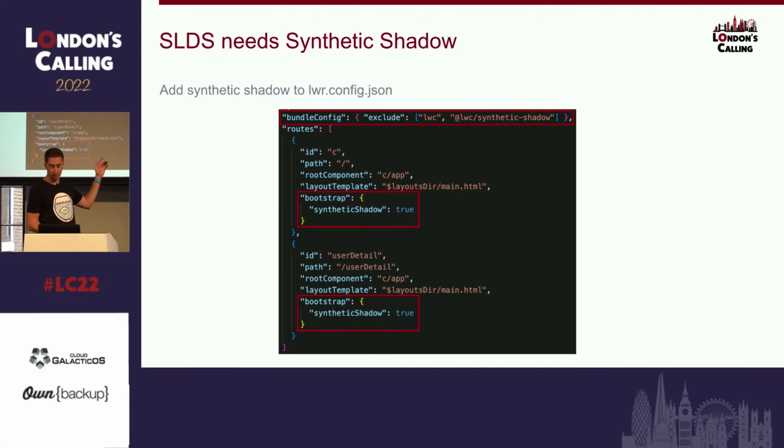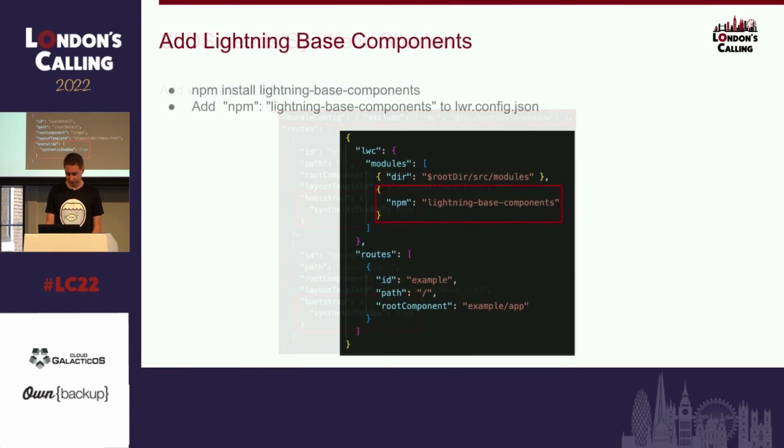You just go to lwr.config.json. You set in the bundle config that you want to use it, and for each page you want to use it on, you just say true or false. This will allow you to use SLDS in your own components. But if you don't use SLDS and you have your own style, you may not need this.